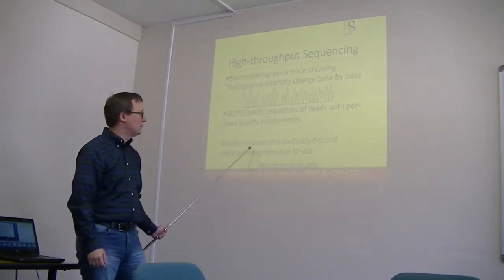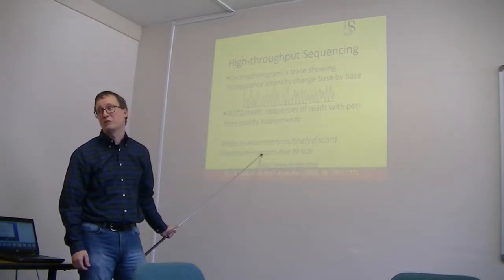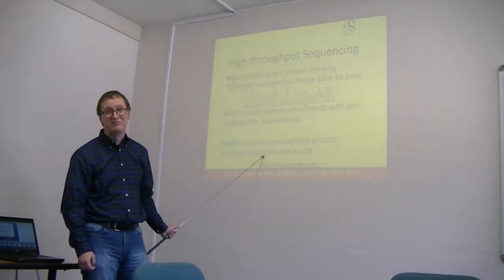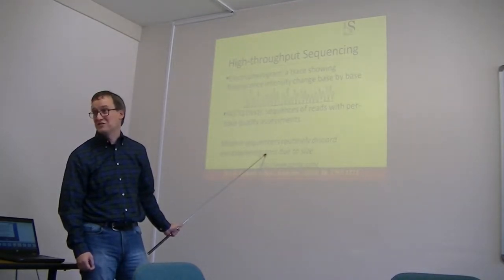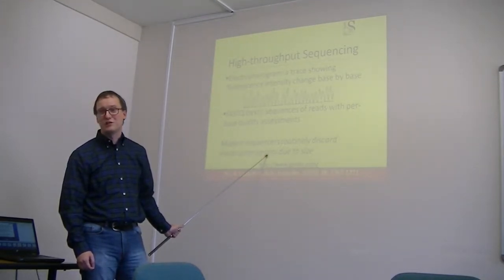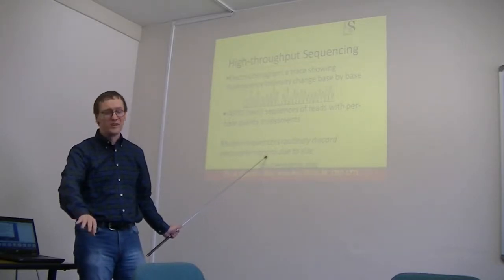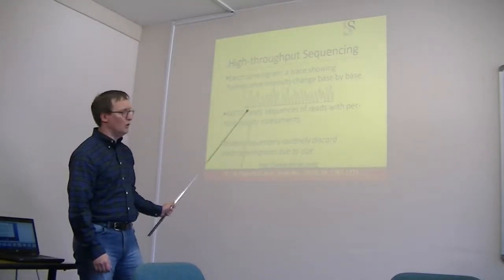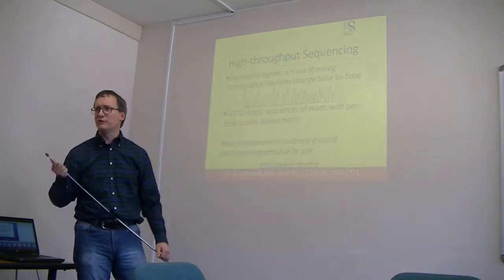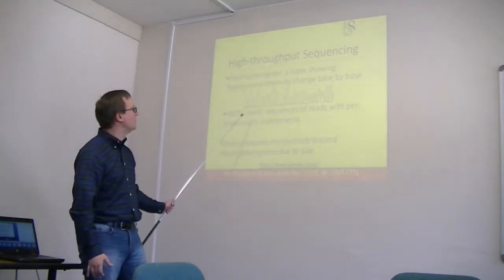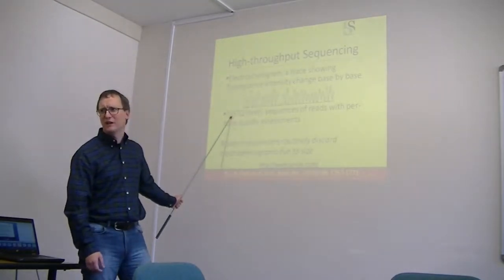These days, most modern sequencers don't report chromatograms. And the reason is simple. It's way too much information to store. If we store all this information, our sequencing files are huge. So instead, we report information from sequencers in this FASTQ format. It's just a big text file, essentially.